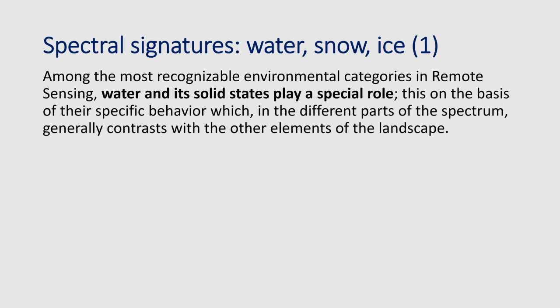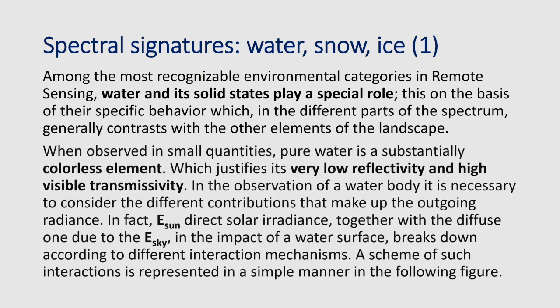Because, as you already saw during the labs, the water, as the vegetation, has a very different spectral signature in comparison with other surfaces that we have on the Earth surface. So, when observed in small quantities, pure water is a substantially colorless element, which justifies its very low reflectivity and high visible transmissivity. In the observation of a water body, it is necessary to consider the different contributions that make up the outgoing radiance.